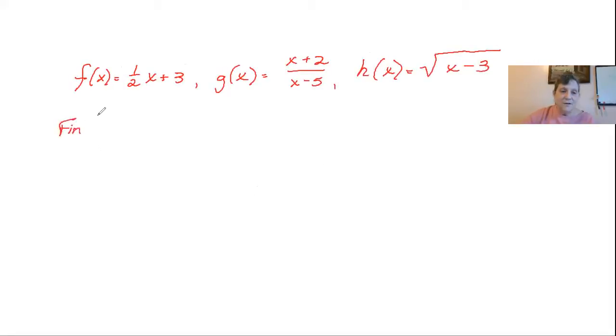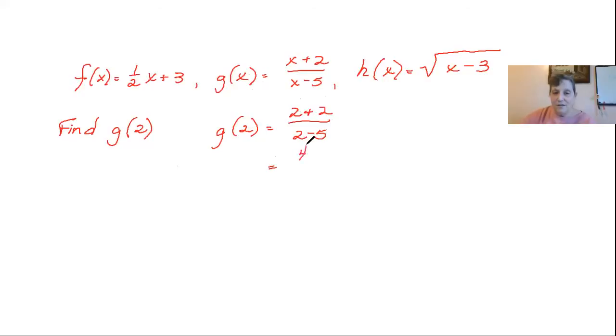And if I say find g of 2, this, just this, is all it takes to tell you which function to go to and what to put in place of the x. So g of 2 would use this one, so we know it's going to be 2 plus 2 over 2 minus 5, so 4 over negative 3.